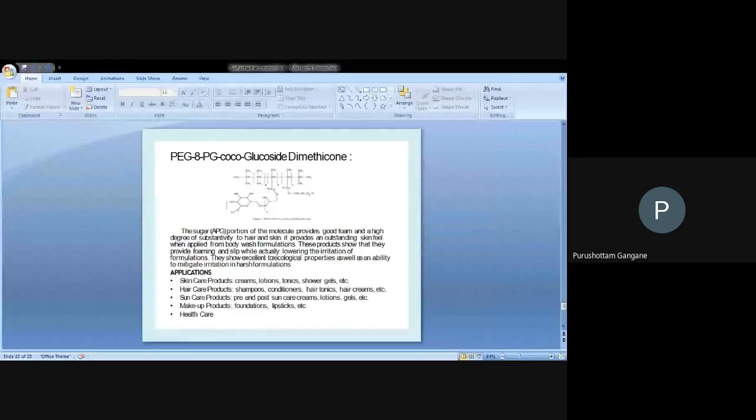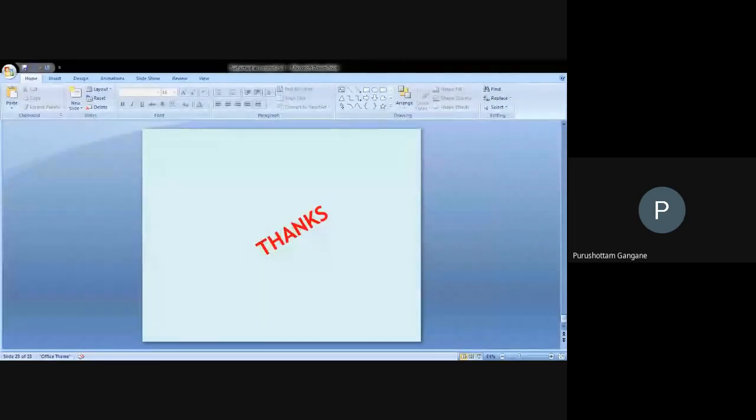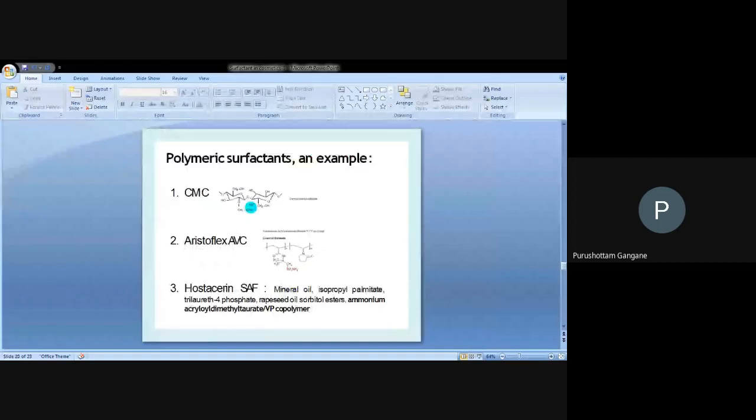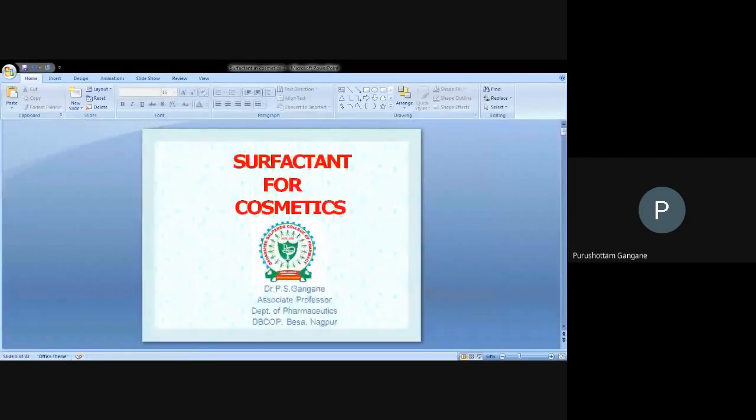PEG-8 PG coco glucoside dimethicone is a versatile surfactant. It has more applications than a conventional surfactant. These surfactants are becoming more popular compared to your conventional surfactants today. So this is about one of the important components of cosmetics, the surfactant, which is mentioned in your syllabus. Without the surfactant, you cannot think of formulating any kind of cosmetic.